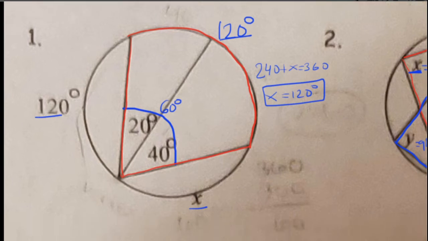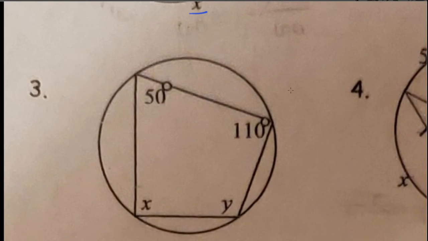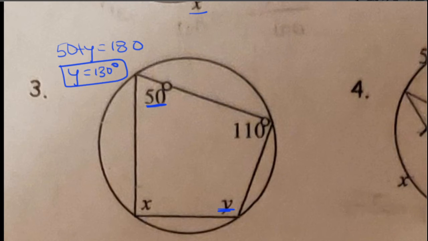Let's go down to number 3. We have a quadrilateral inscribed in a circle. We know that the opposite angles are going to be supplementary. In other words, 50 plus y has to be 180. So y has to be 130 degrees. We also know that 110 plus x are supplementary, and those have to add up to 180 degrees. So x is going to be 70 degrees.